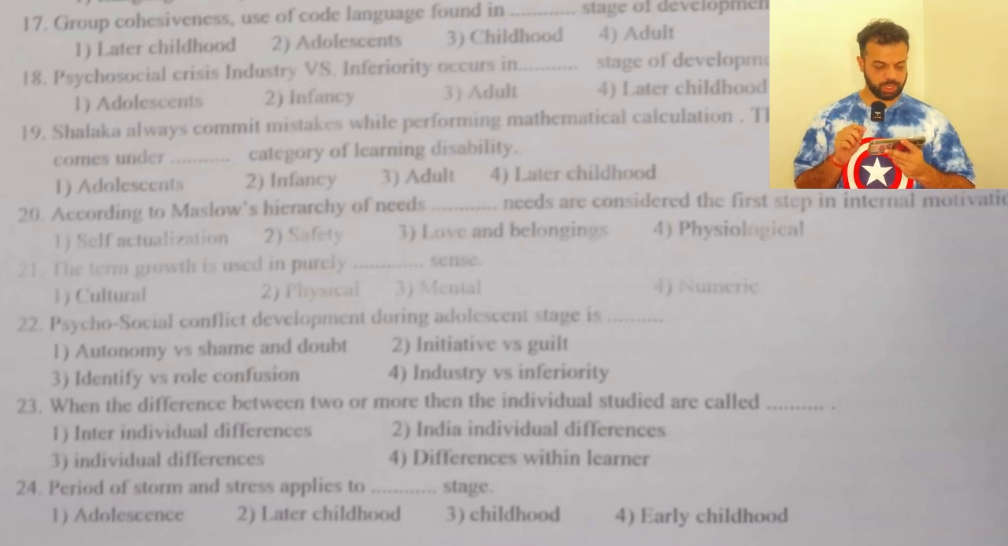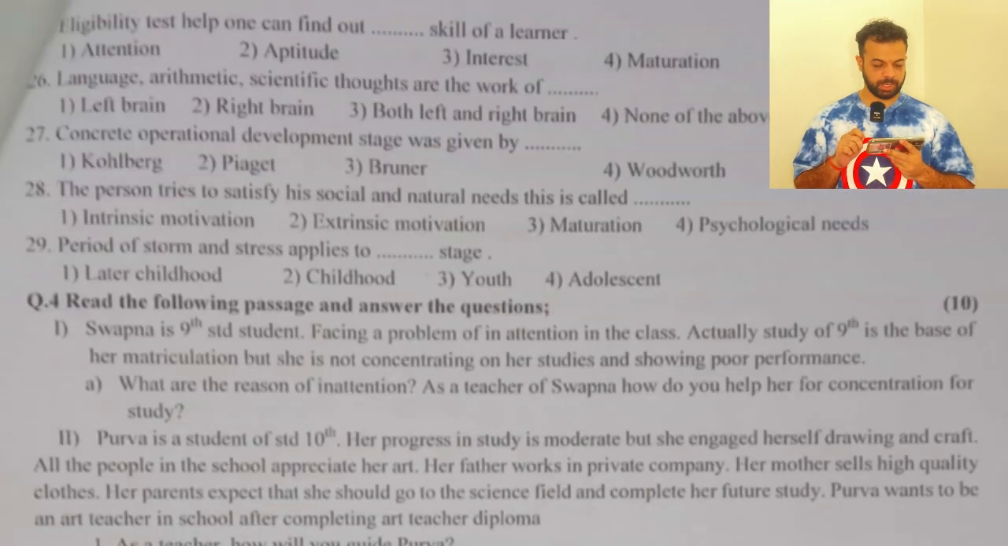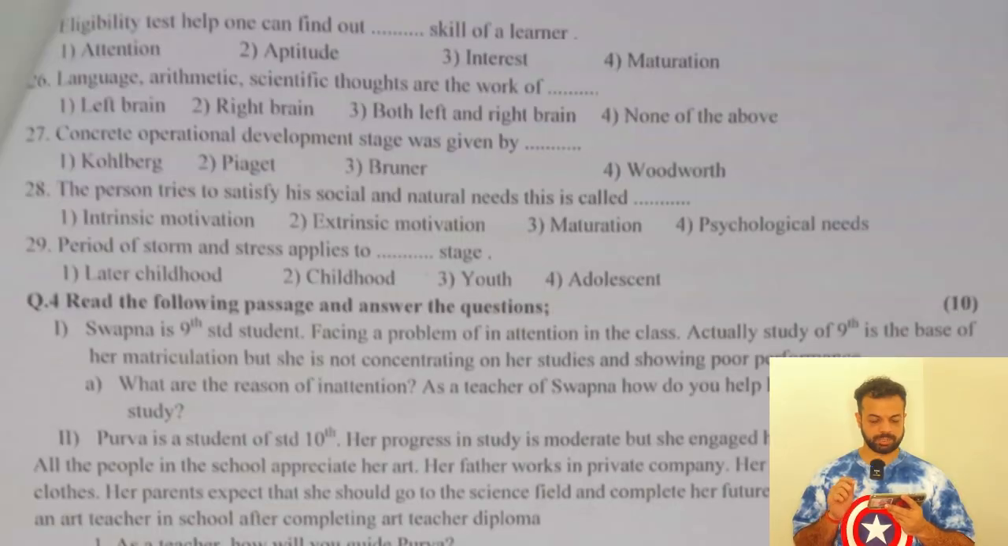Next is period of storm and stress applied to dash stage. What stage is that? That has been asked in the question. Next is eligibility test helps one find out dash skill for the learner. What skill can be found during eligibility test? The four options are given. You can choose the correct one. I think everybody knows what kind of test that is, but it's an easy question. I think everybody will be able to do this.